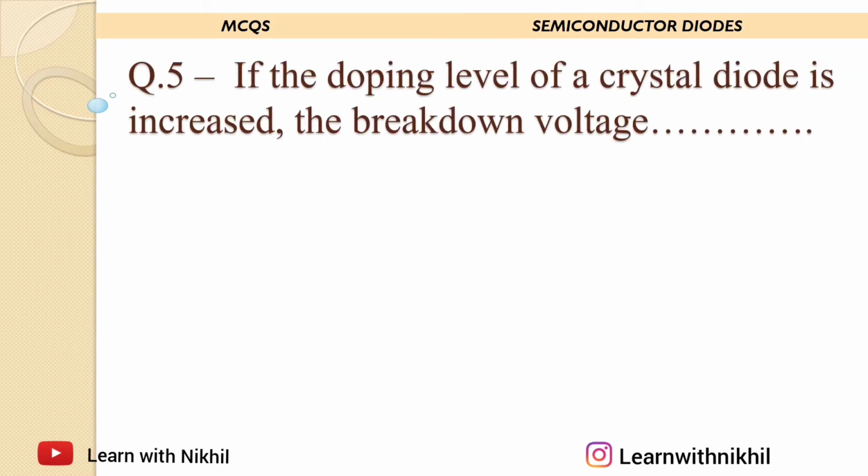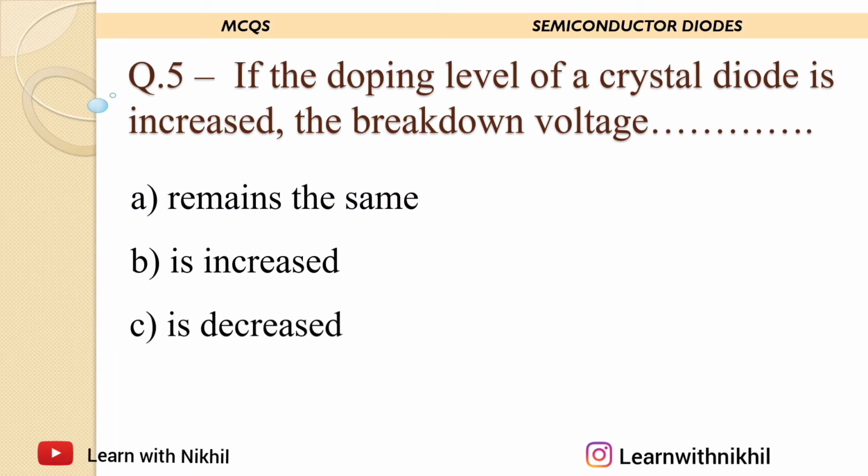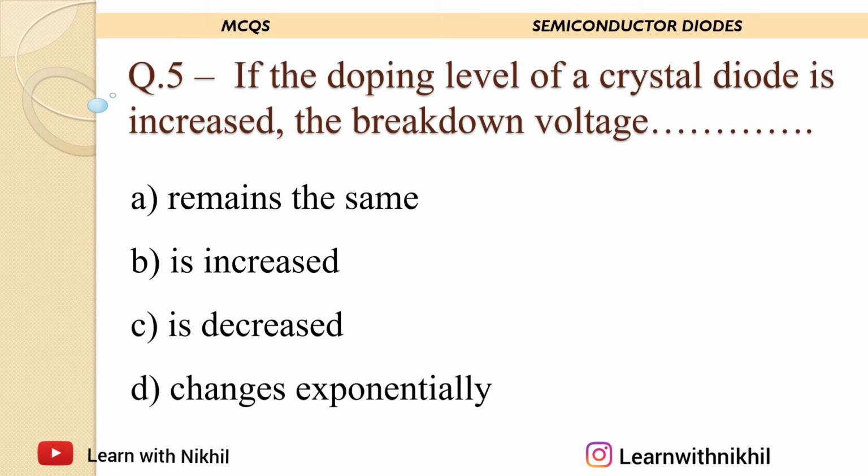Next question, if the doping level of a crystal diode is increased, the breakdown voltage remains the same, is increased, is decreased or changes exponentially. So if the doping level is increased, the breakdown voltage decreases, which happens in Zener diode.